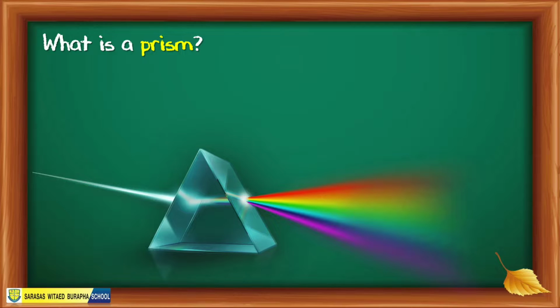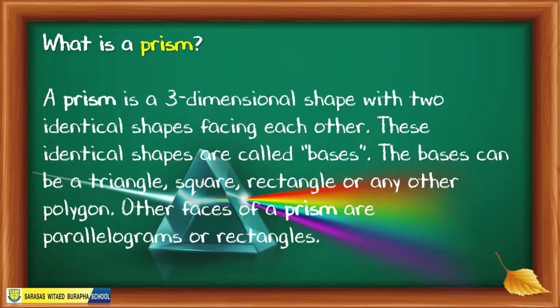But what is a prism? A prism is a three-dimensional shape with two identical shapes facing each other. These identical shapes are called bases. The bases can be a triangle, square, rectangle, or any other polygon. Other faces of a prism are parallelograms or rectangles. In this video, we try to understand one of the most interesting three-dimensional shapes.